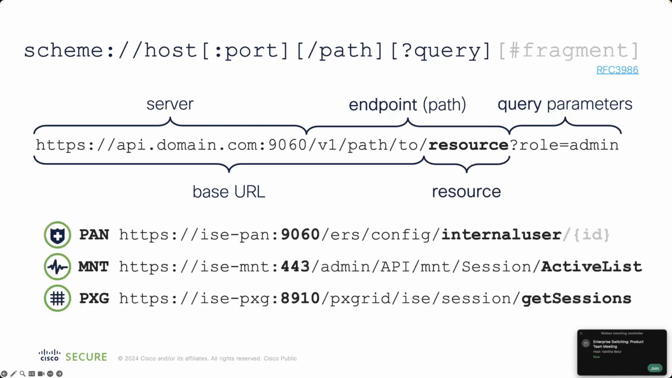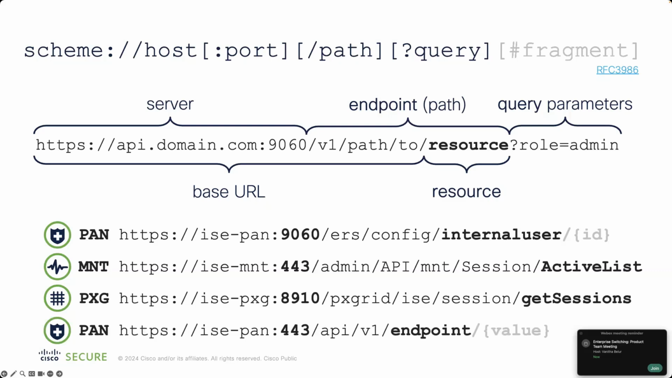Now, with the different roles of APIs that we have within ICE, we have different ports. You see our ERS APIs talk over port 9060. Our MNT APIs are 443. PXGrid APIs are port 8910. With ICE 3.1, we actually added another API dictionary called OpenAPI, and that talks over port 443 as well.